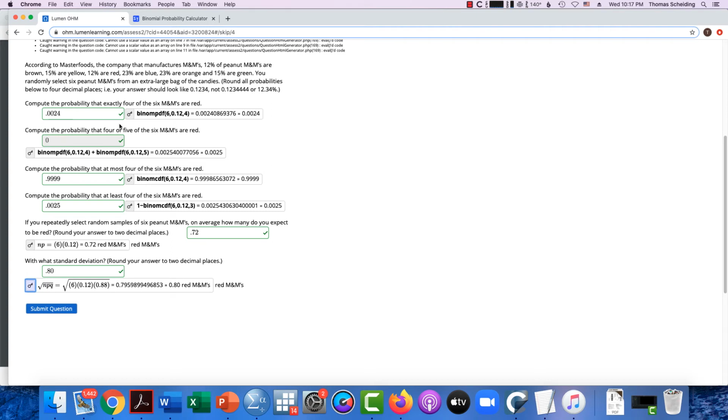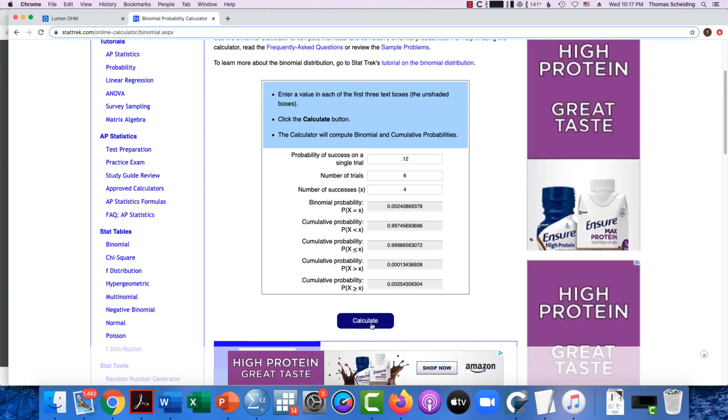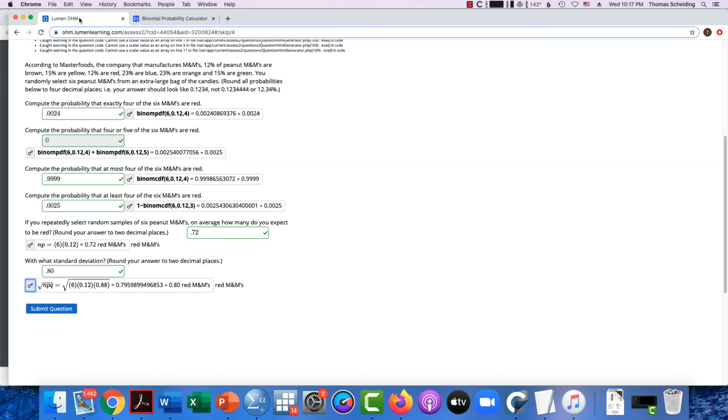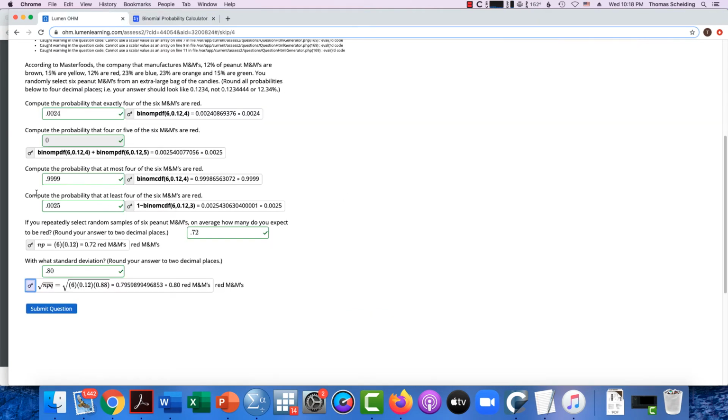What's the probability that at most 4 of the 6 are red? Let's go back here, change this back to 4. At most 4 of the 6, so I would want at most 4, so it would be less than or equal to. That's how you would read at most, so that my x is less than or equal to my number of trials. That's 0.9986, which if you do the rounding is 0.999.